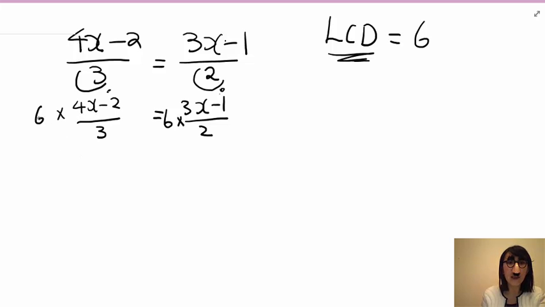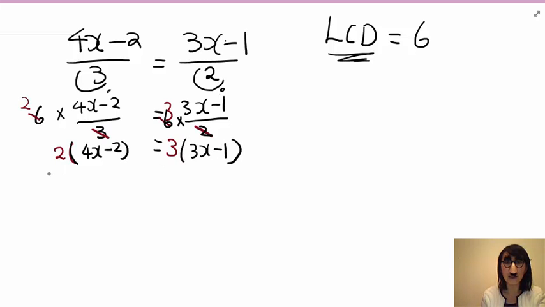Multiply 6 here. Now, after we multiply 6 on both sides, we have to simplify this fraction. So on the left hand side we get 2 left, multiplying this whole thing in the brackets. Then for the right hand side, we simplify the fraction 6 over 2, we get 3. So now we are left with 3 multiplying this whole thing in the brackets.